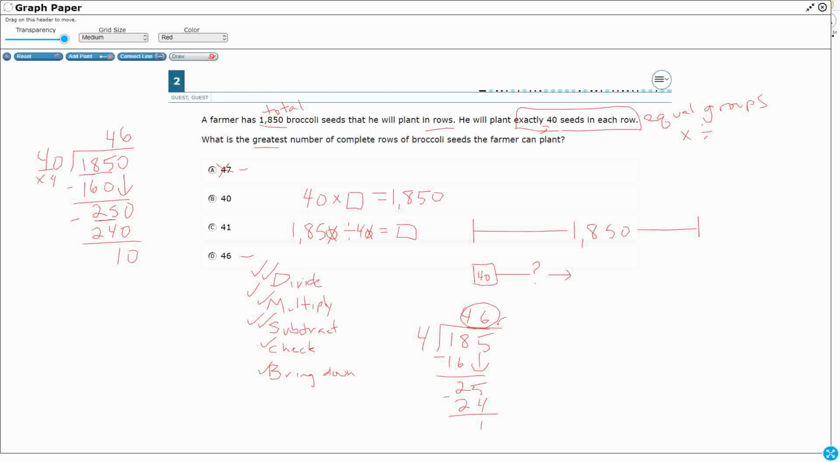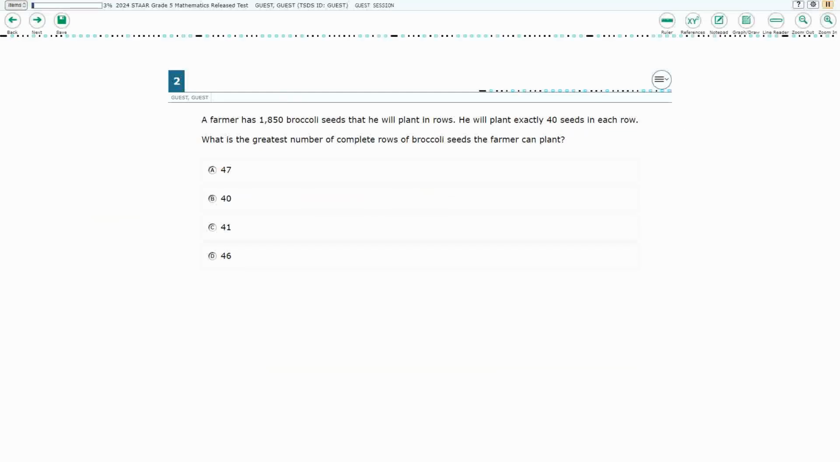So if that becomes a little bit too difficult, and you say, hey, both the dividend and the divisor have a 0, you could still get that same exact answer. Now, if you needed the remainder, the remainder would be slightly different. You'd still need to remember that this was supposed to be a 40, and that was supposed to be an 1,850, so you would need to add an extra 0 there if you needed the remainder. But we don't need it for this particular problem. We can get 46 complete rows. Our answer is D.